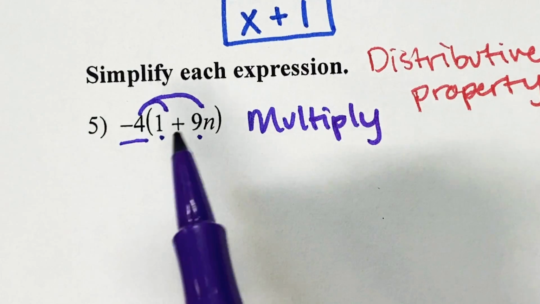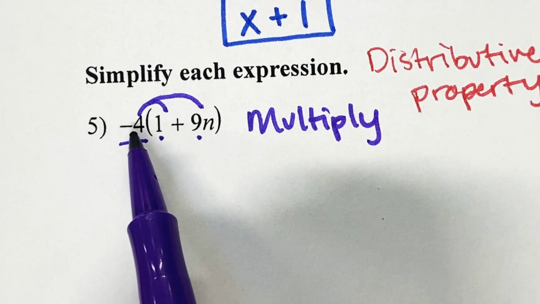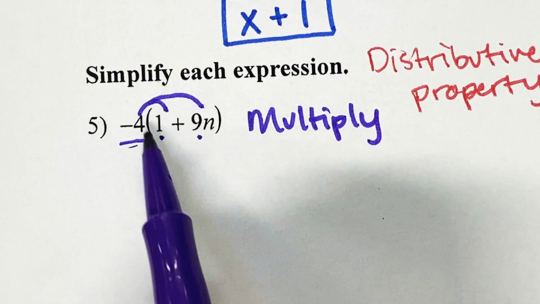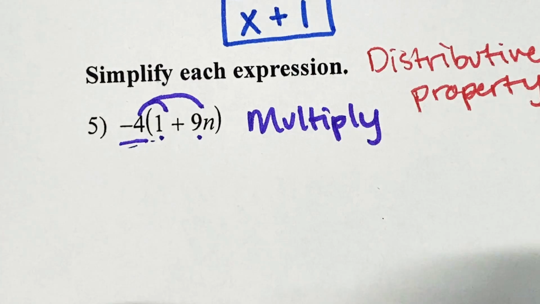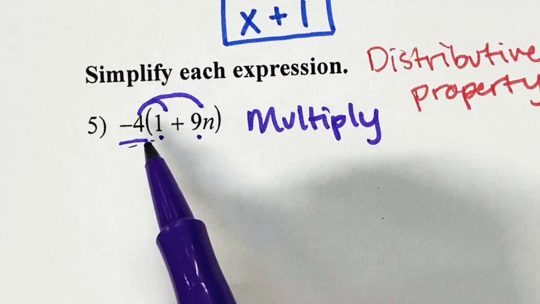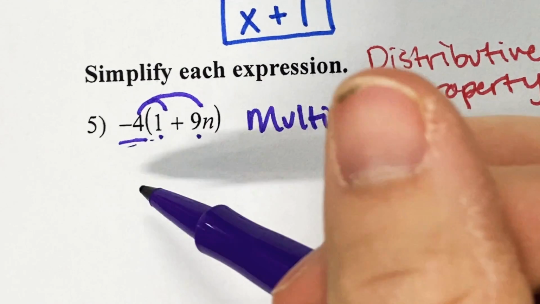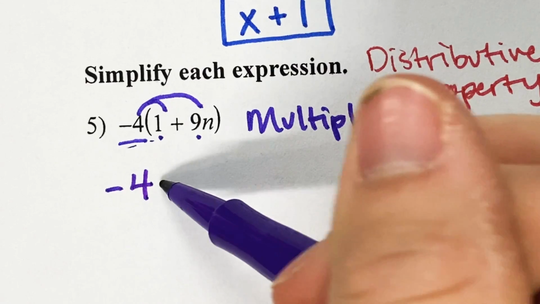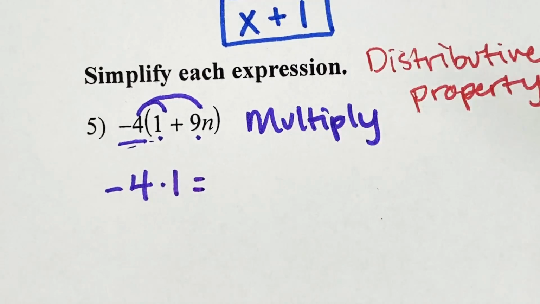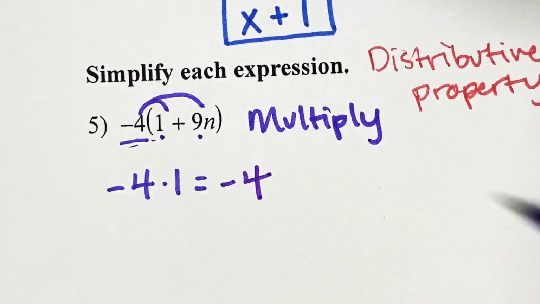It's the same thing whenever you have something like this negative 4 right next to something else, meaning right next to these parentheses, it's being multiplied. So we now have to multiply to both things inside, right? It wants to hang out with everybody inside the house. So first, negative 4 is multiplying by 1. What is negative 4 times 1? It's going to give me negative 4.